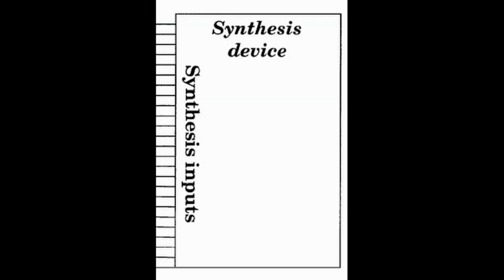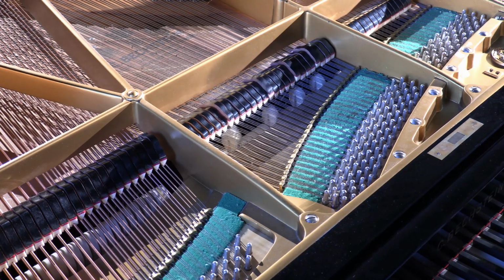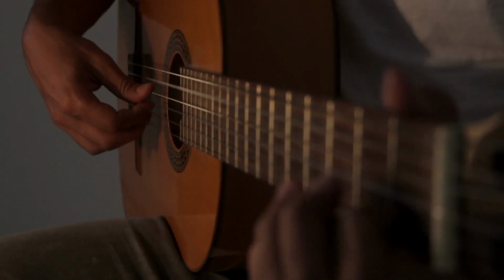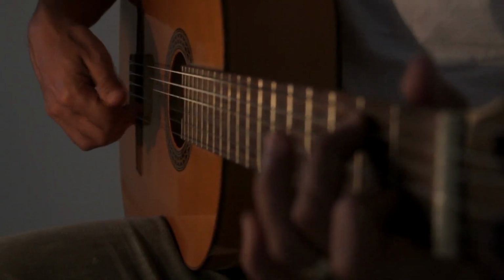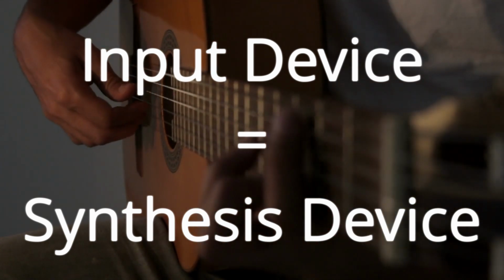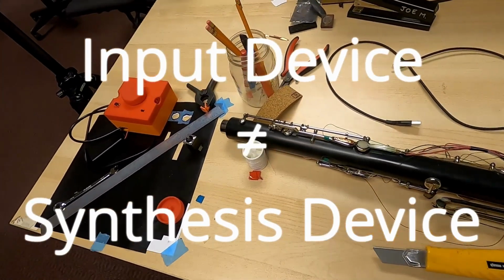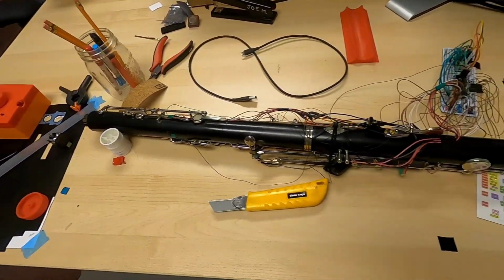The synthesis device is the part of the instrument that makes sound. On a piano, this would be the strings and the hammers, and on the guitar, it would be the strings and the fretboard. Yes, for most acoustic instruments, the input device is the same as the synthesis device, though this is not necessarily the case with digital musical instruments, as we'll see in a moment.